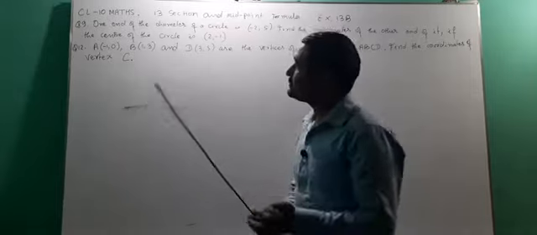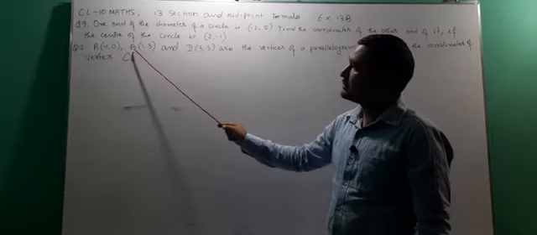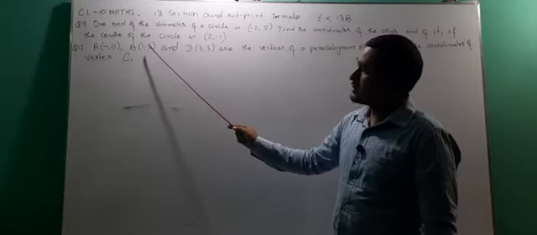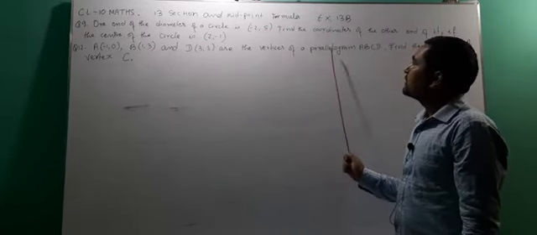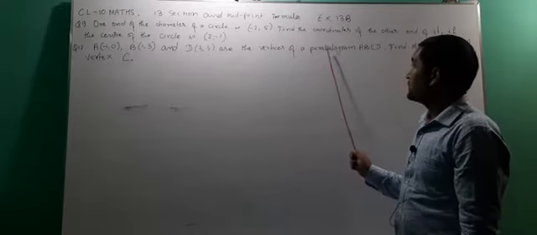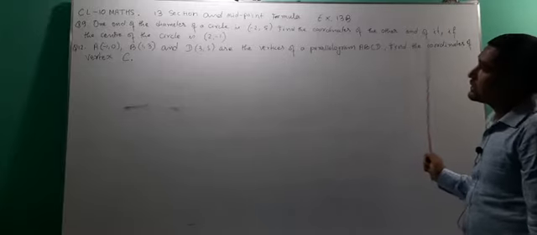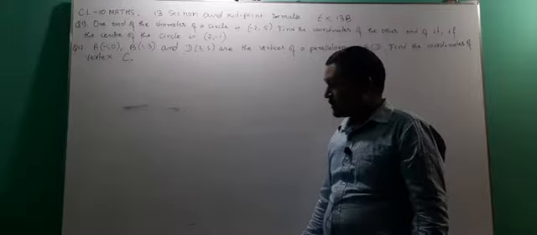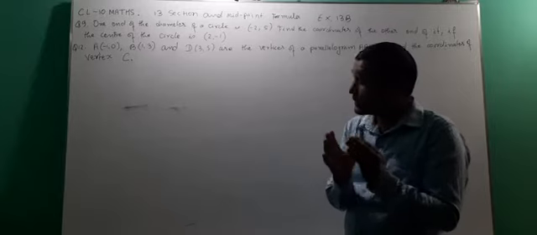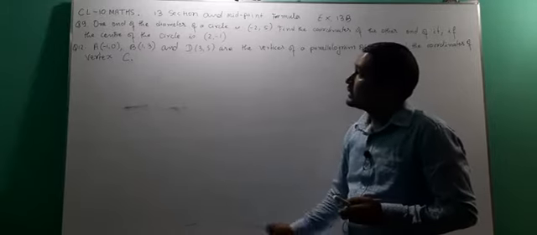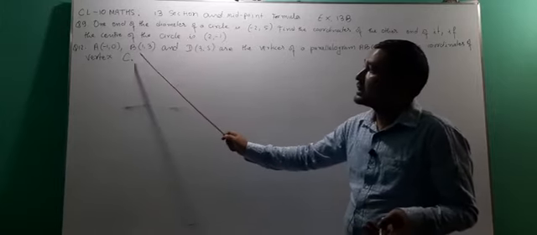Question number 12. The coordinate of A is minus 1 comma 0, the coordinate of B is 1 comma 3, and the coordinate of D is 3 comma 5. They are the vertices of parallelogram ABCD. Find the coordinate of vertex C. That means a parallelogram is a four-sided figure, and there must be 4 coordinates, out of which only 3 are given. The coordinates of 3 vertices are given. The question asks to find the coordinate of C.